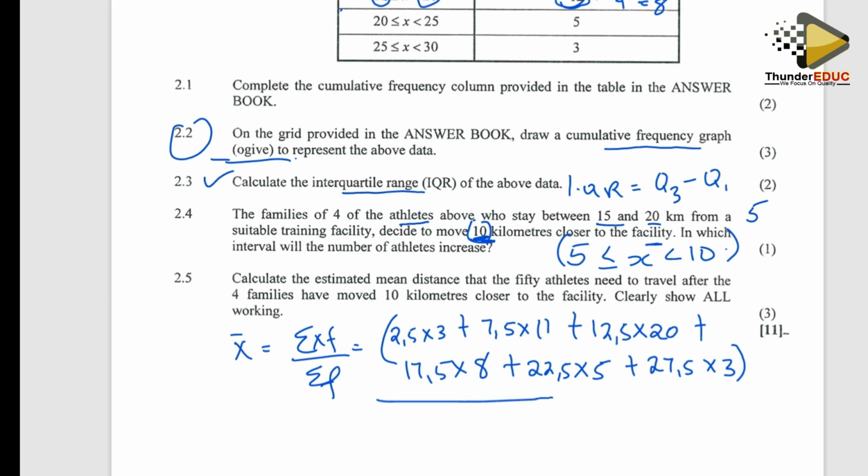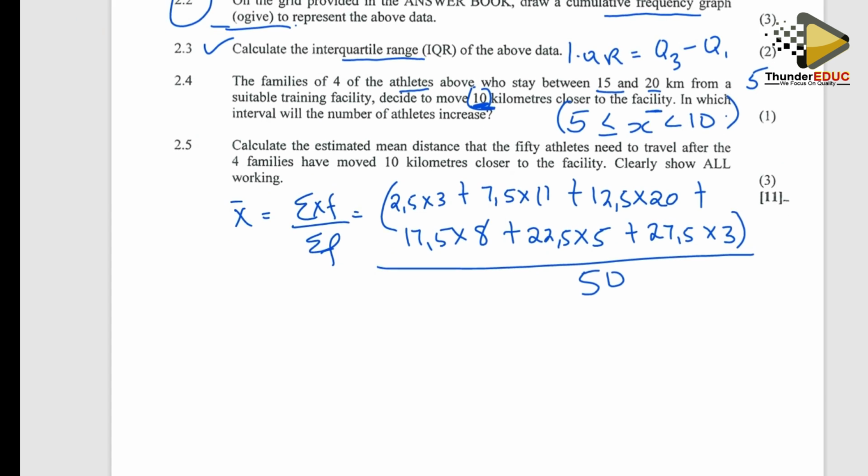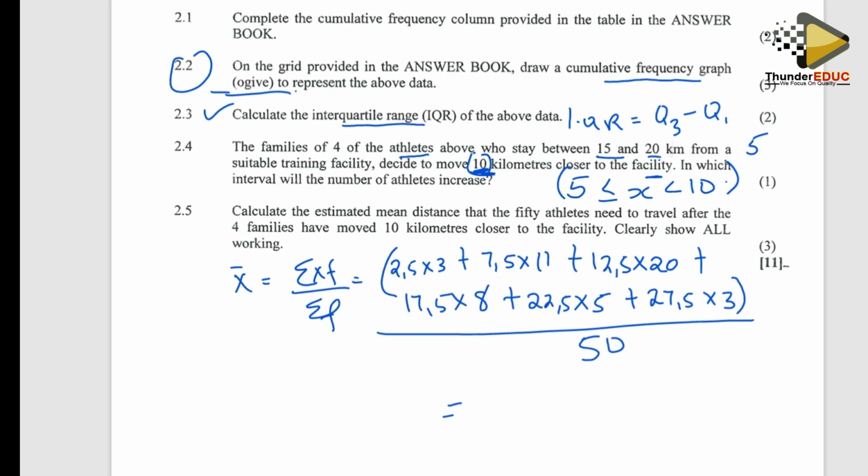So the answer we get here, we must divide it by 50. Okay. So when I punch that into my calculator, I say 7,5 times 11, 12,5 times, why are we saying 20?